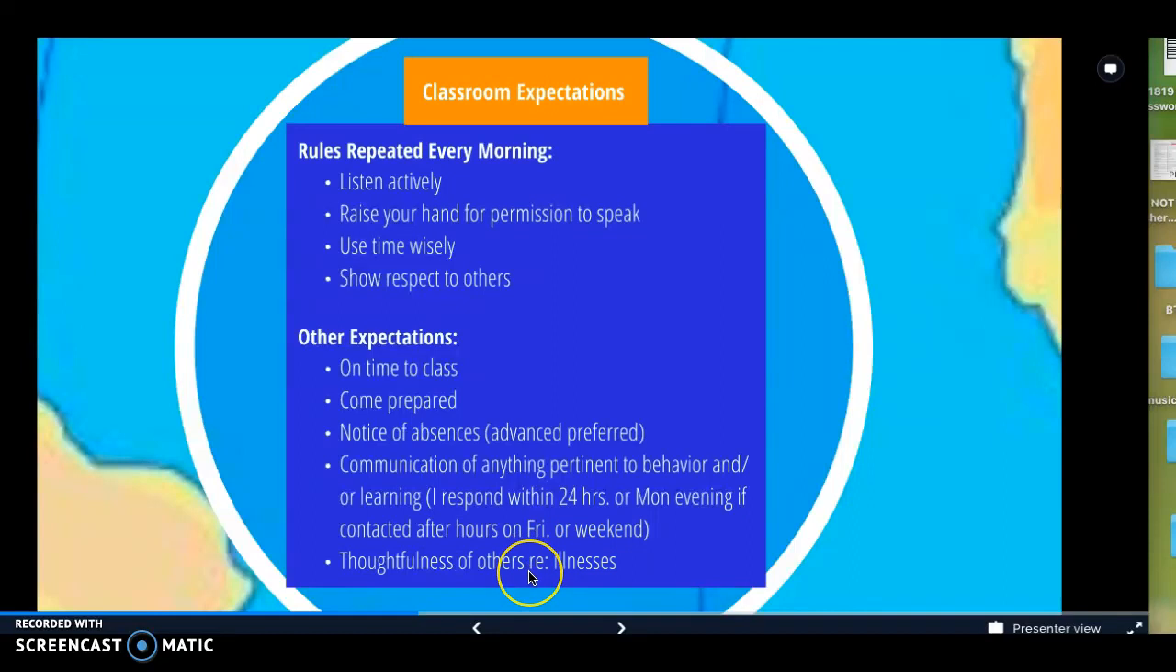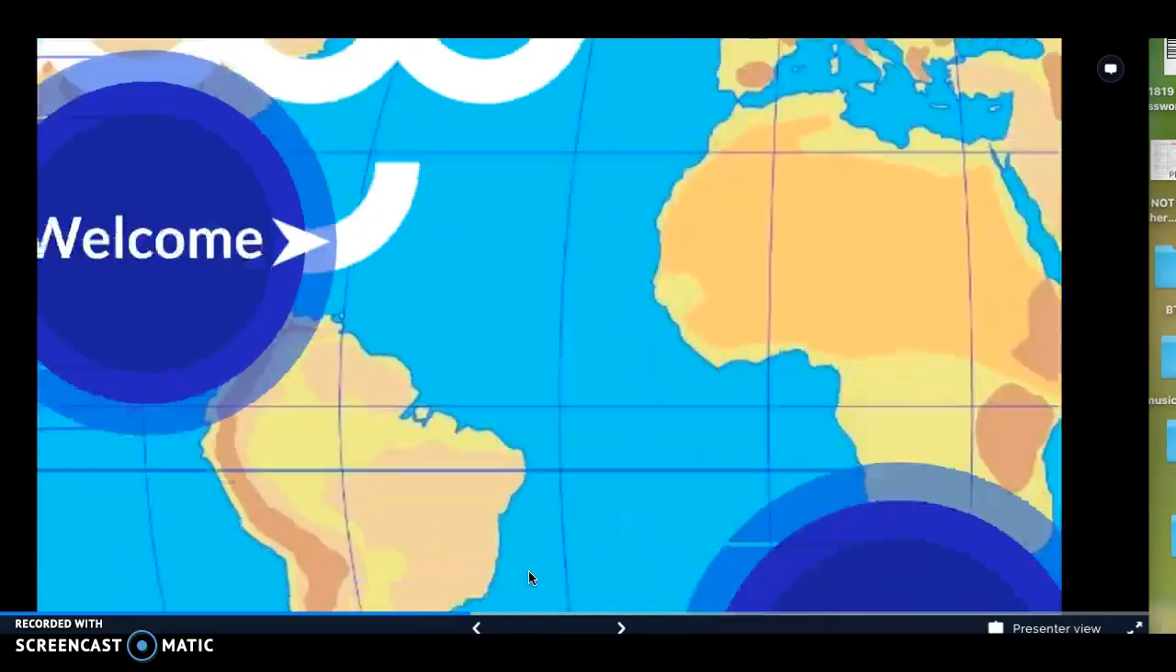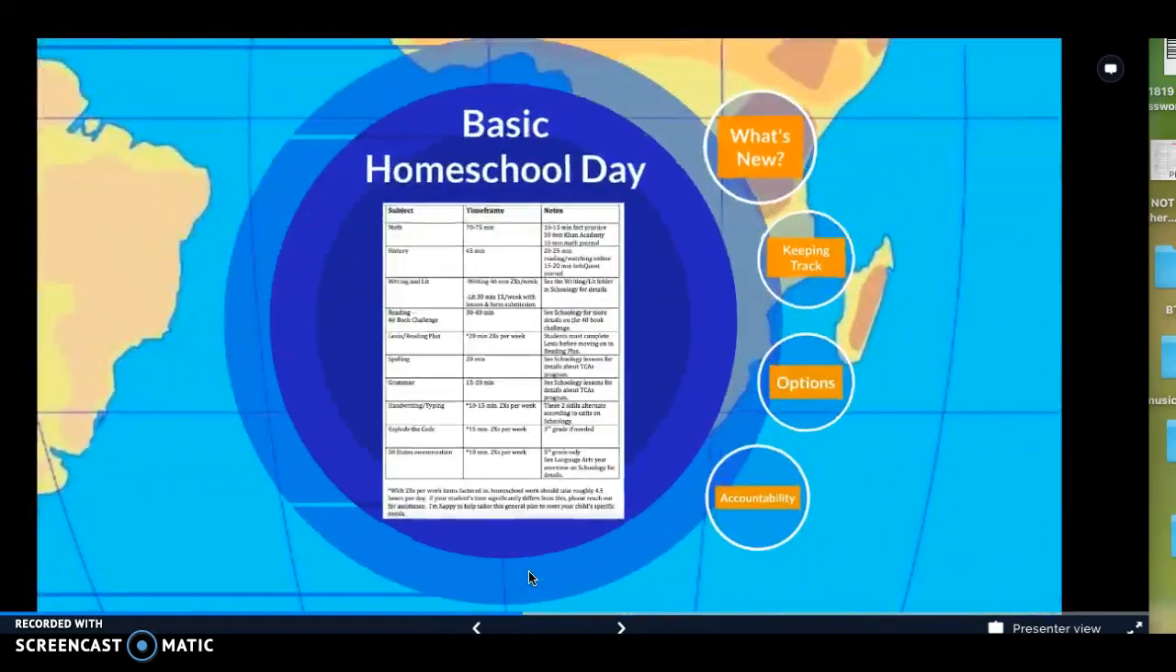And then I think mostly this goes without saying, but please be thoughtful of others regarding illness, particularly the flu. If your student has been vomiting, they say that your student would still be contagious 48 hours after they're finished vomiting. So please just keep that in mind. We want to keep our classroom healthy this year as much as possible.